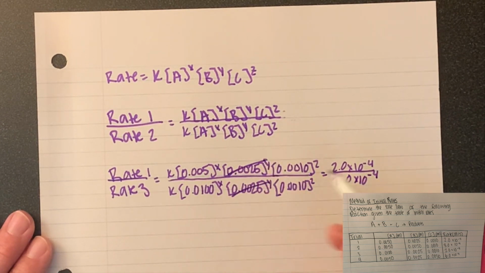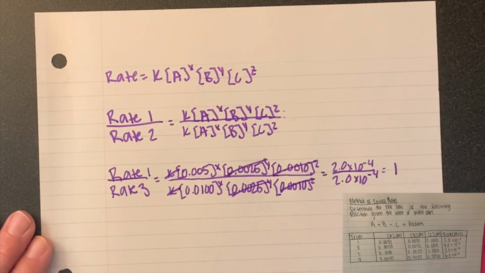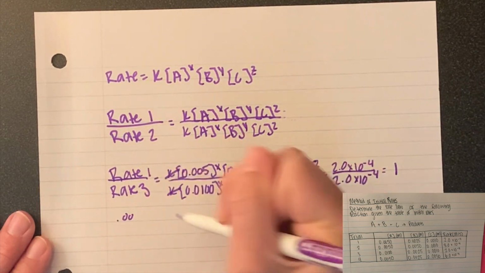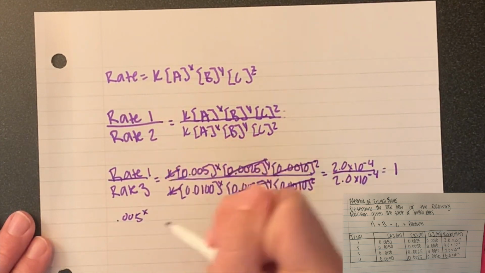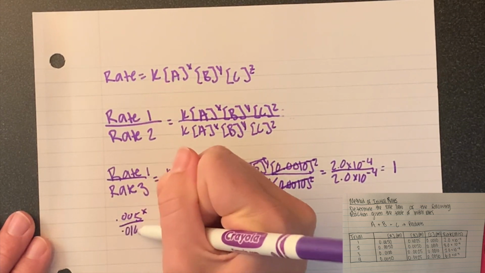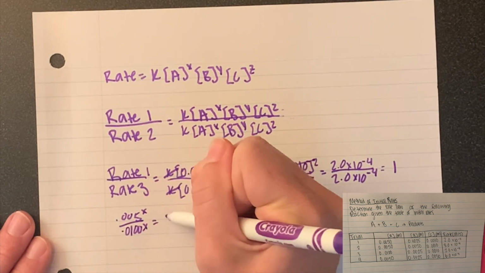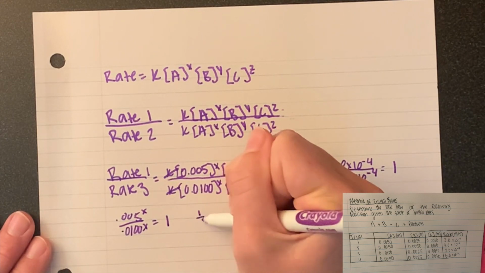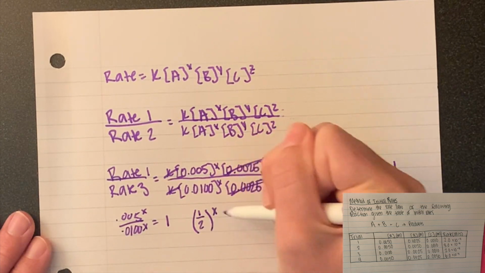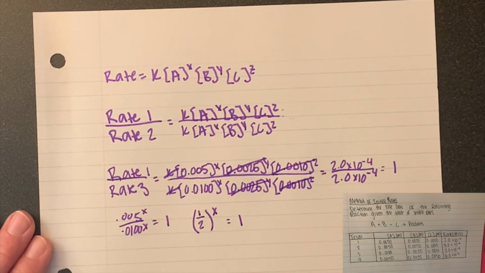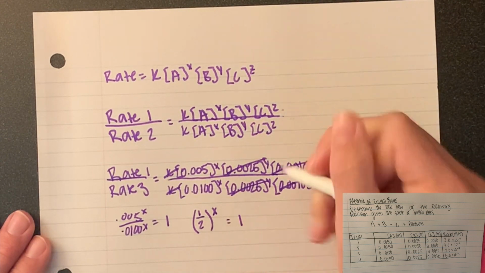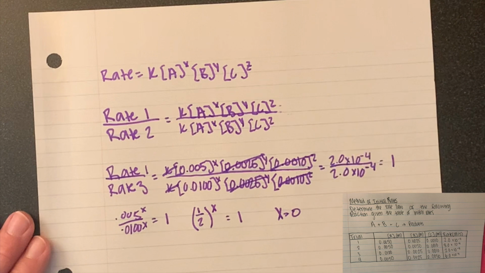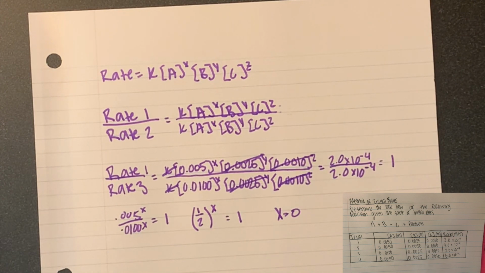So those concentrations are going to cancel, as well as the rate constant will cancel. So the rates divided by each other equals 1. So I'm just rewriting here what we have left. 0.005 to the x over 0.01 to the x equals 1. So that simplifies to 1/2 to the x equals 1. And anything to the 0 power is 1, so x equals 0. So that means our reaction order with respect to A is 0.